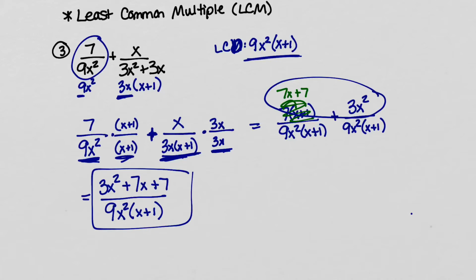Now, if you wanted to do this the other way, let me just move this up, if it'll let me. Well, let me scooch over to another screen and I'll do it. Oh, not that screen. Okay. So we had 7 over 9x squared plus x over 3x squared plus 3x.